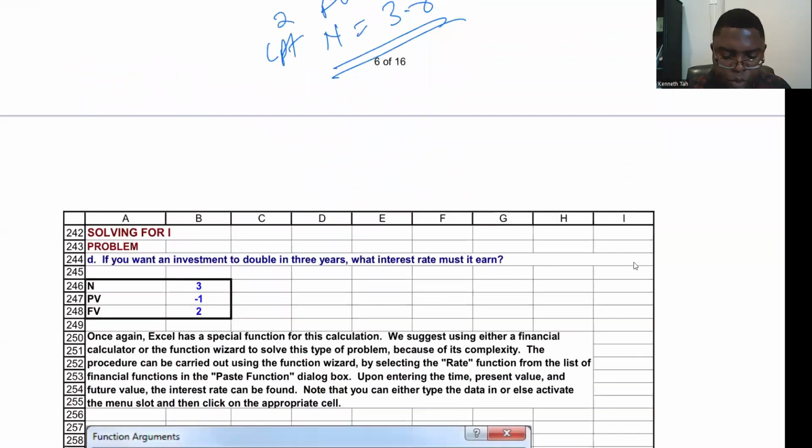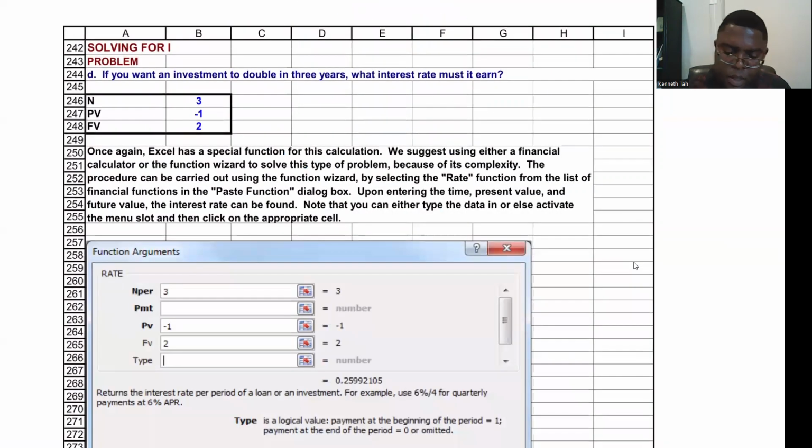All right, we will go to our next concept, which is solving for I, that is the interest rate. Again, it's going to be the same. We have the formula for future value, from which we can infer present value. And if we are given everything except I, the interest rate, we can always solve for the interest rate.